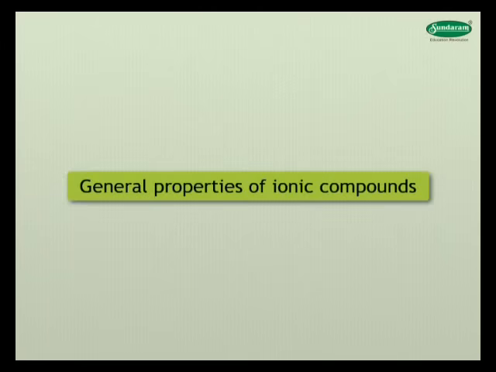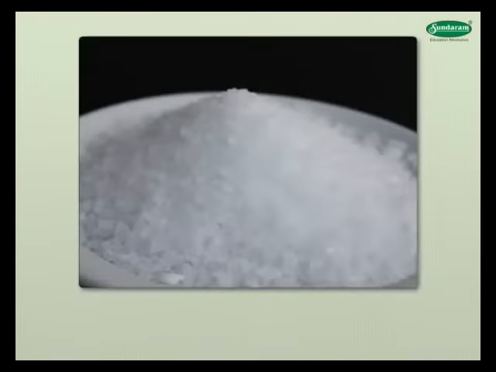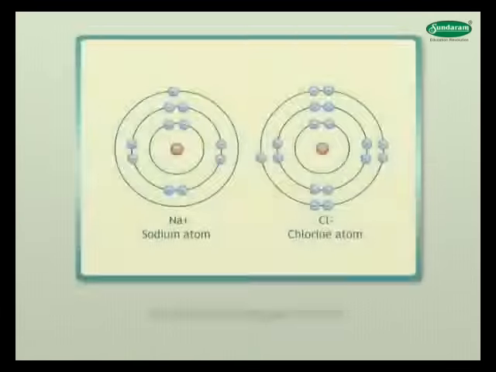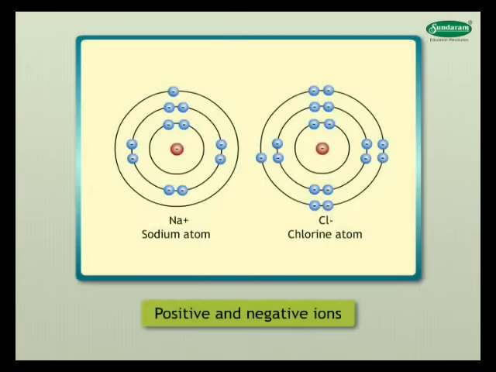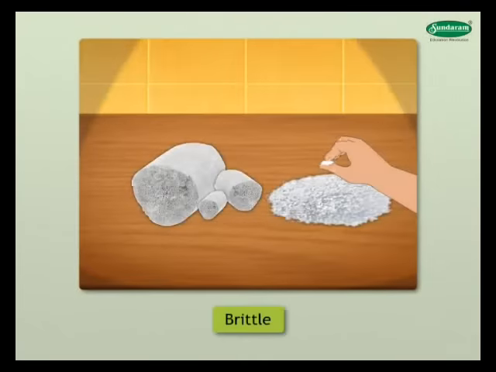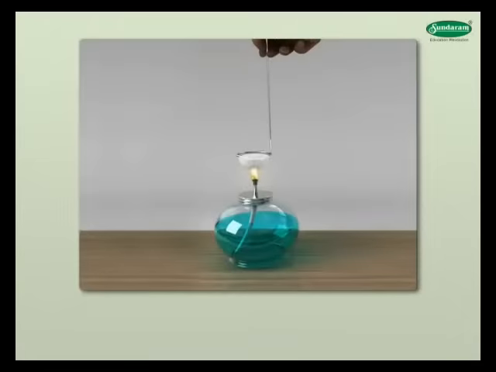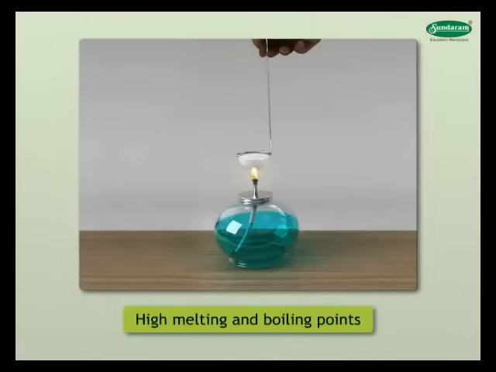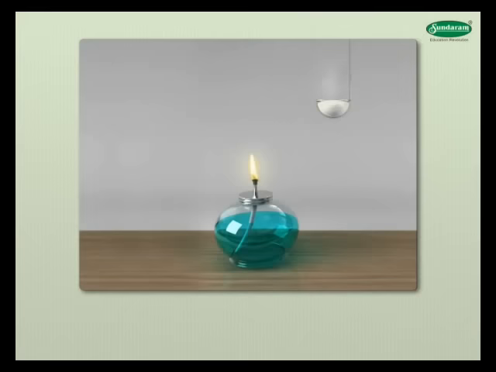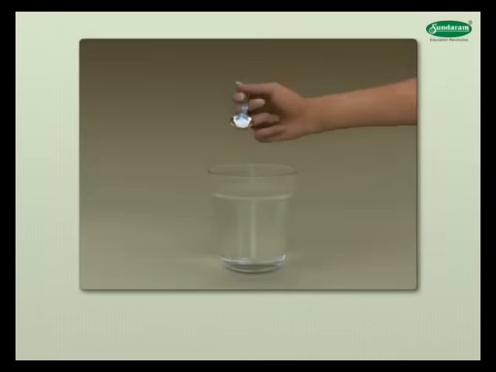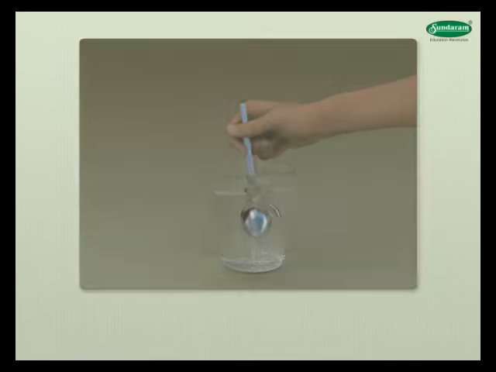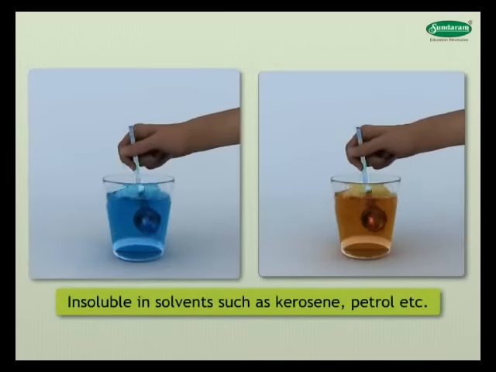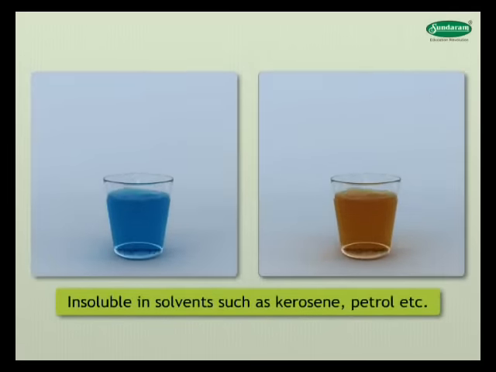General properties of ionic compounds are: ionic compounds are solids and hard due to strong force of attraction between positive and negative ions. They are generally brittle and break into pieces when pressure is applied. Ionic compounds have high melting and boiling points, as a considerable amount of energy is required to break the strong intermolecular attraction. They are generally soluble in water and insoluble in solvents such as kerosene, petrol, etc.